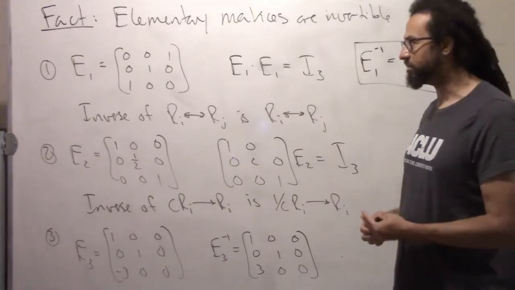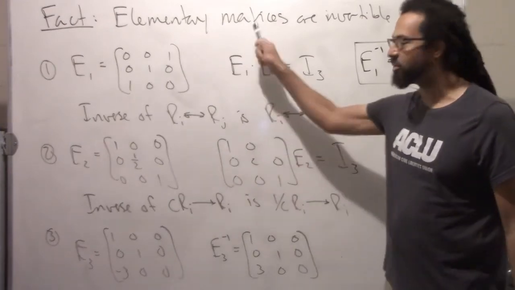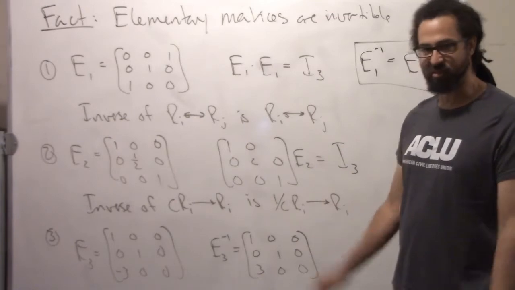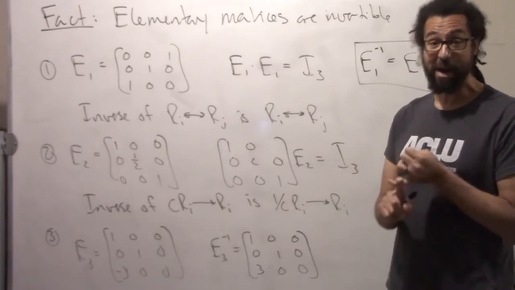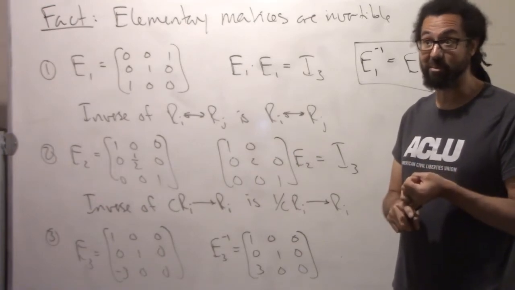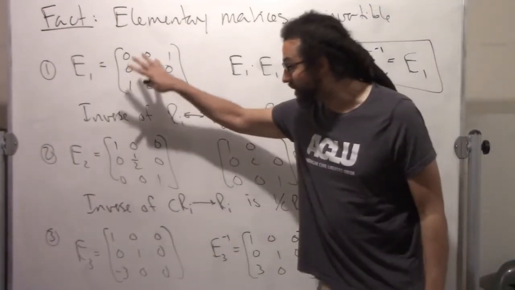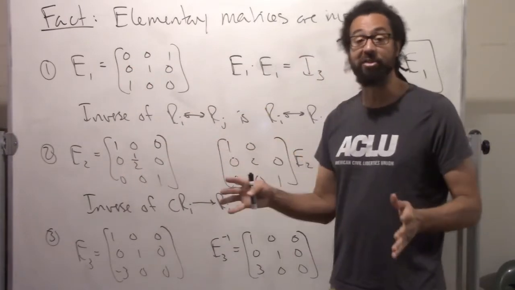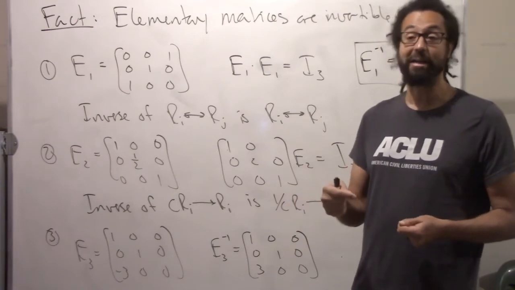A very important fact, and this will come up again in a little bit. Every elementary matrix is always invertible. First of all, every elementary matrix is always square, so that means we can possibly talk about invertibility. But indeed, all of these elementary row operations can be reversed. So that's why it's invertible.